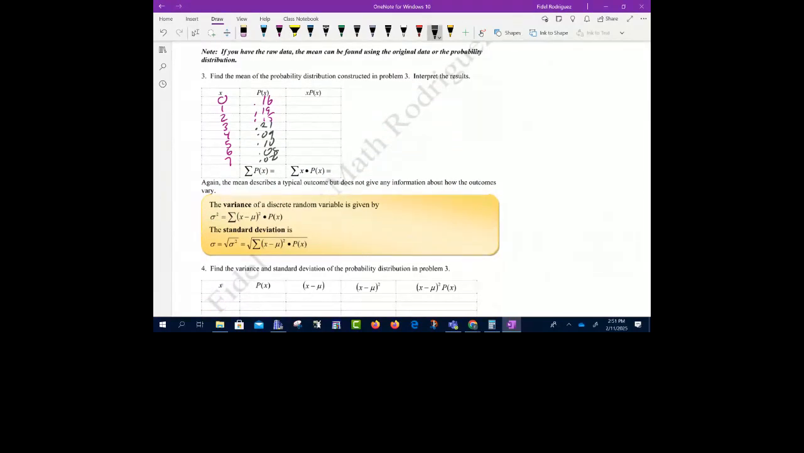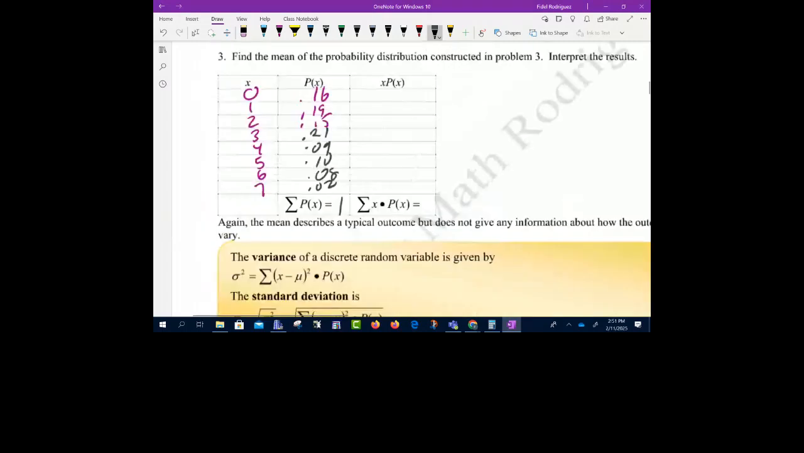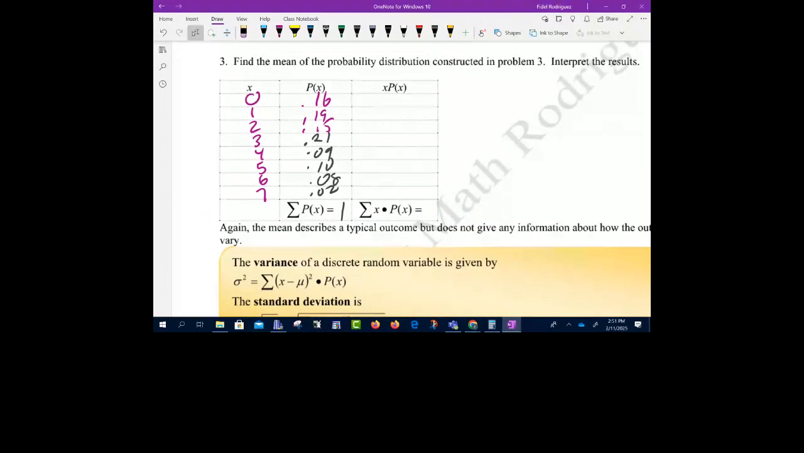Y'all, if we were to add all those numbers up together, boom, we'd get 1, because it's 100%. All those decimals added up would give us 1. What I want us to do now is find the average. The way we're going to find the average, y'all, is we're going to multiply these numbers straight across.